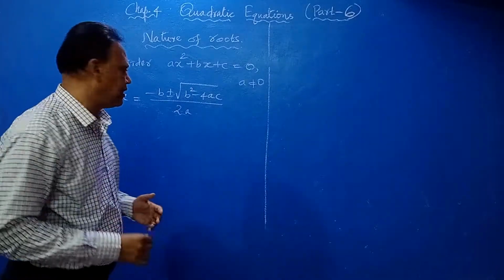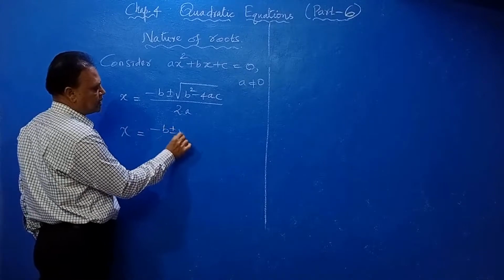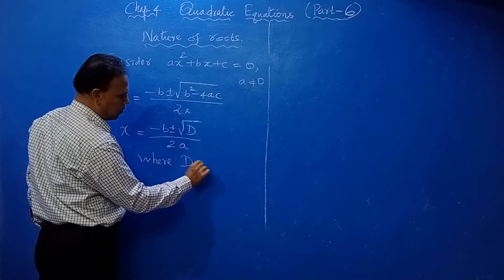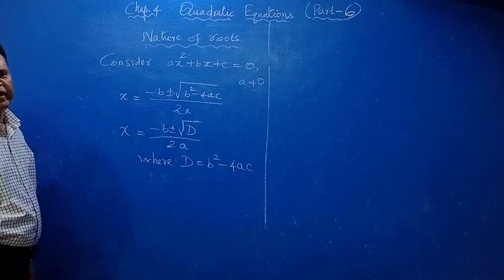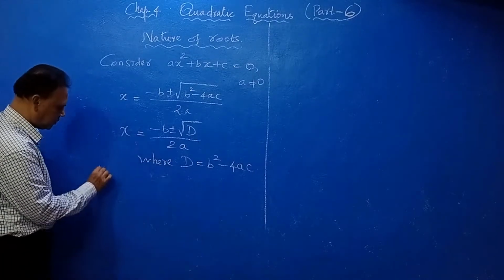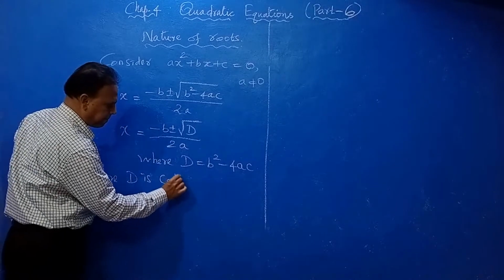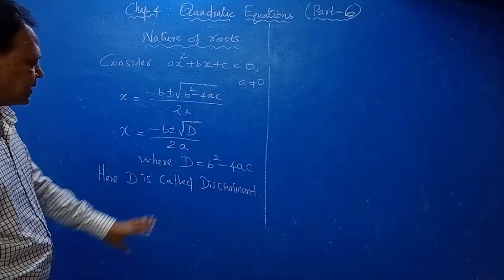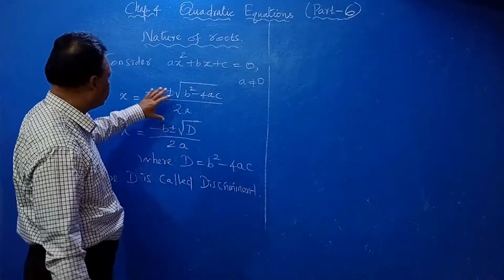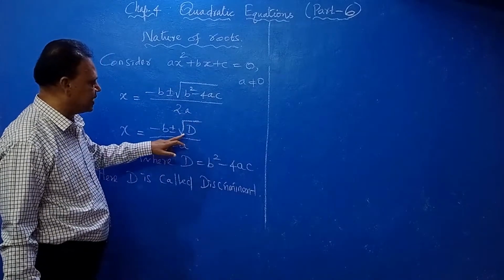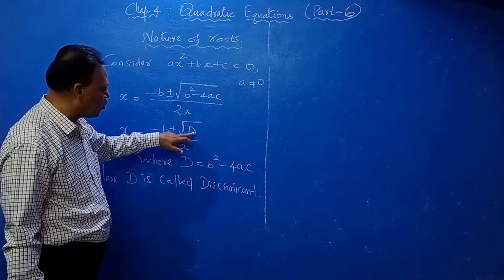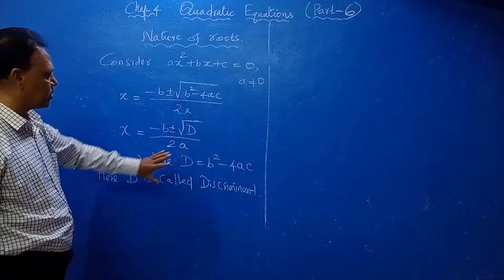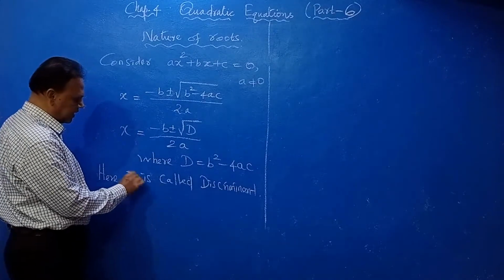Now the same formula I am going to write like this: minus b plus or minus root over D, by 2a, where D is b squared minus 4ac. B squared minus 4ac. So here D is called the discriminant. Here you see this quadratic formula, we reduced it into minus b plus or minus root over D. We are writing D as b squared minus 4ac. This is called the discriminant. That is very important.